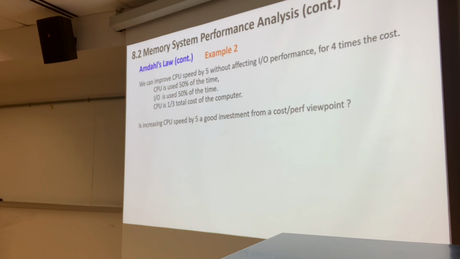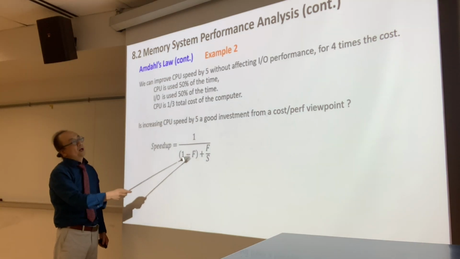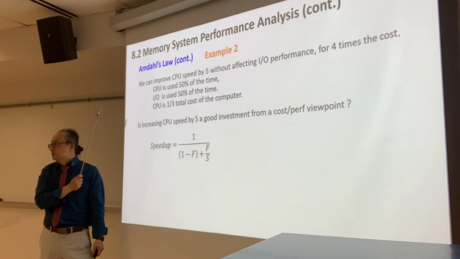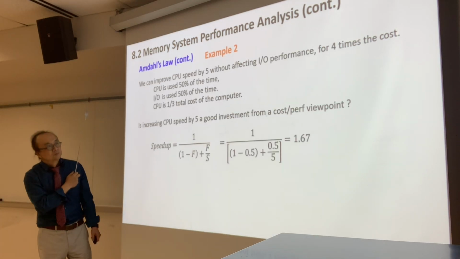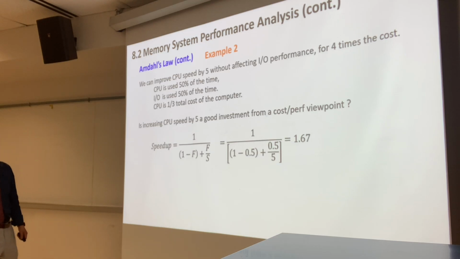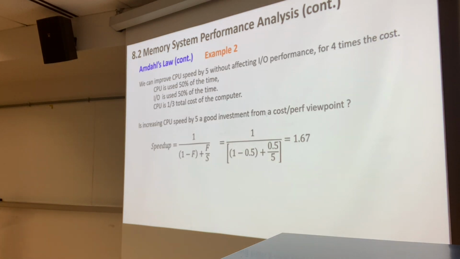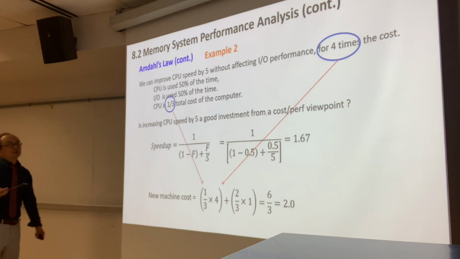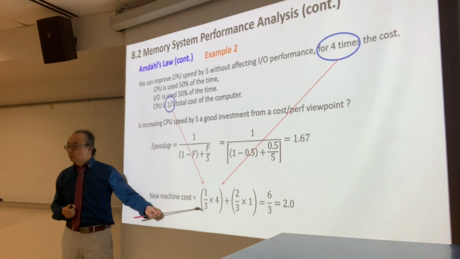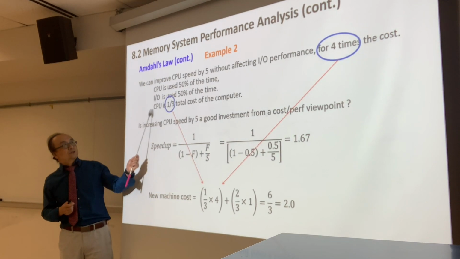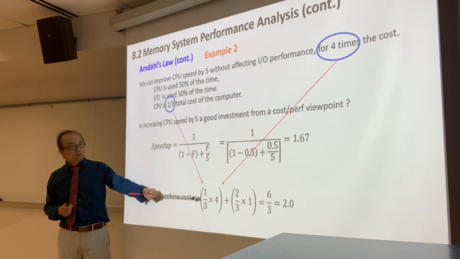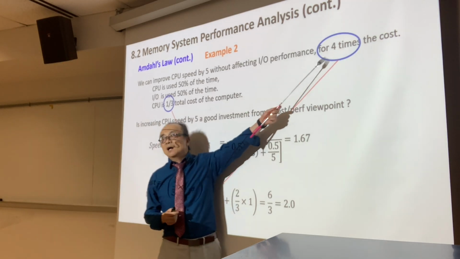So let's find the speed up first. So 1 minus F. F is what? 0.5. And S is going to be what? 5. So 1 over (1 minus 0.5 plus 0.5 over 5). We have 1.67 as the speed up. And now we need to calculate the new machine's cost. Here's how I set up the equation. 1/3 is the CPU, and we're going to improve the CPU. What's the cost? 4 times the cost.